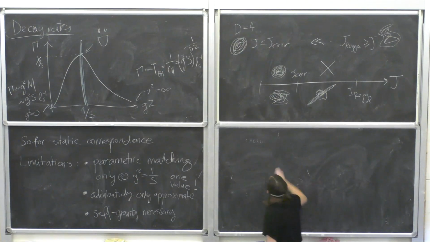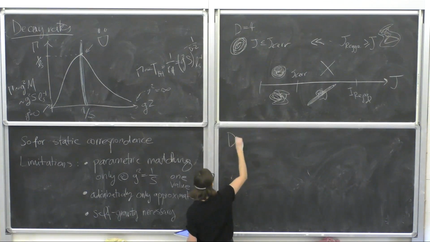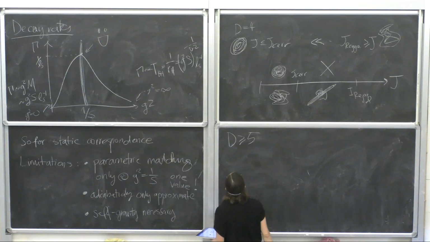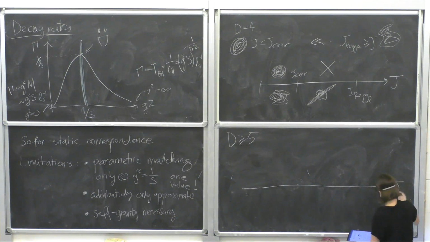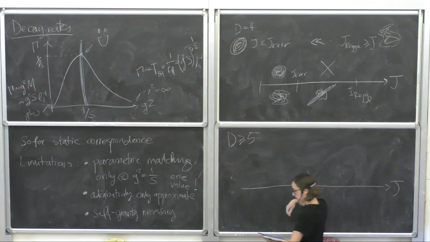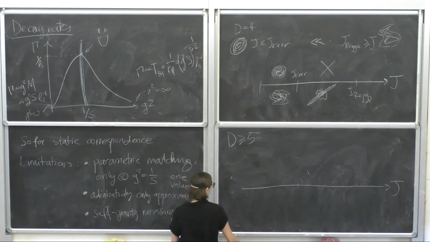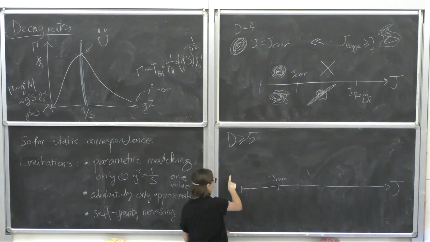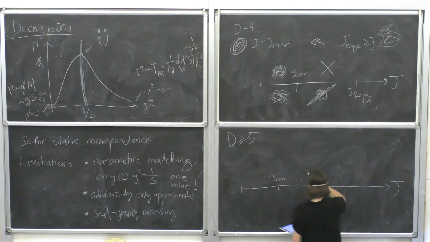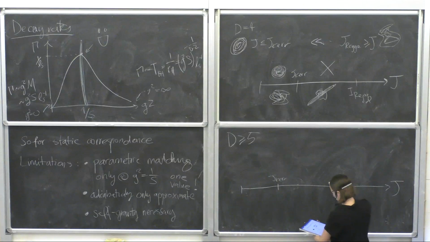What was puzzle number 2? So puzzle number 2 is in 5 dimensions and higher. Again, I'm going to draw J here. Black holes, black objects upstairs, strings downstairs. I will still refer to this as the Kerr bound, even though there's no Kerr in higher dimensions. So those are other black holes. Okay, Regge bound.